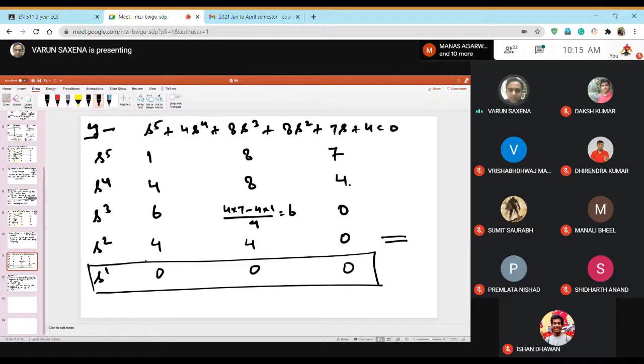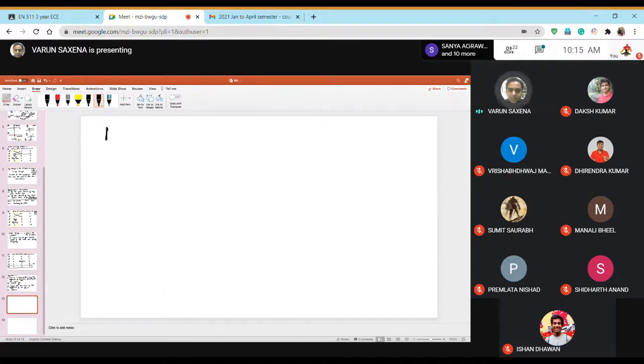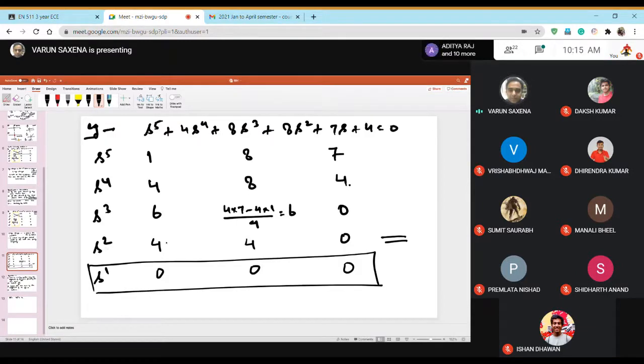So if we see this problem, then the row that we will use to form the auxiliary equation is this s^2 row. So it has 4 and 4 here. So your A(s) fundamentally becomes 4s^2 plus 4. Because it starts with the s^2 term, the first coefficient goes with s^2. The second coefficient will be 4 times s^0.